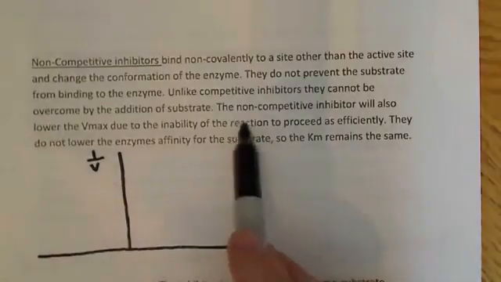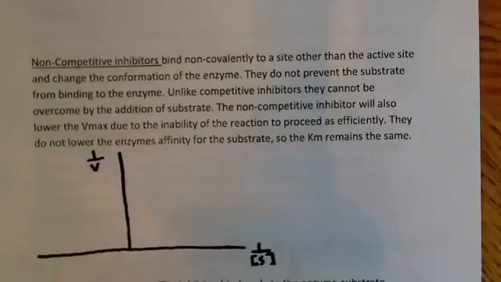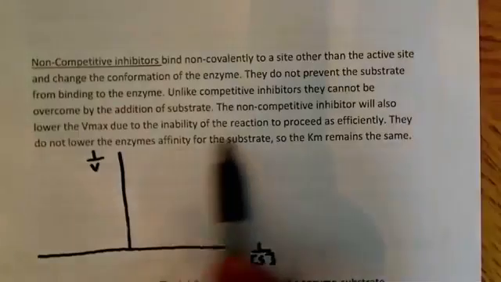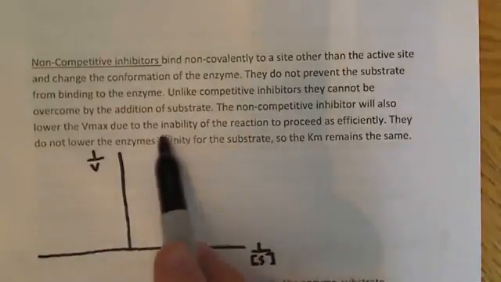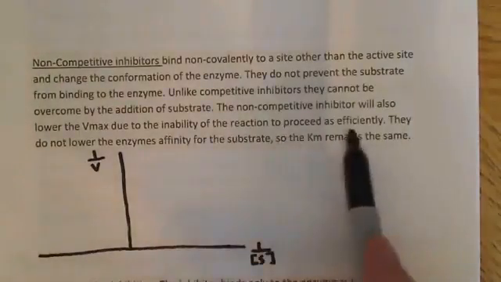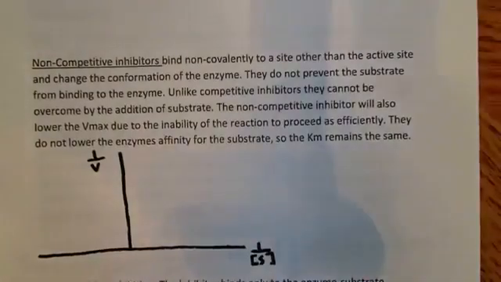And the non-competitive inhibitors will also lower the Vmax. So the original Vmax is going to be a little bit lower here than what it was previously. The reason is that the reaction is prevented from proceeding efficiently, and that's why the Vmax is lowered. They do not lower the enzyme's affinity for substrate, because remember I said this can bind at a site other than the active site. So the enzyme is free to bind the substrate, no problem.